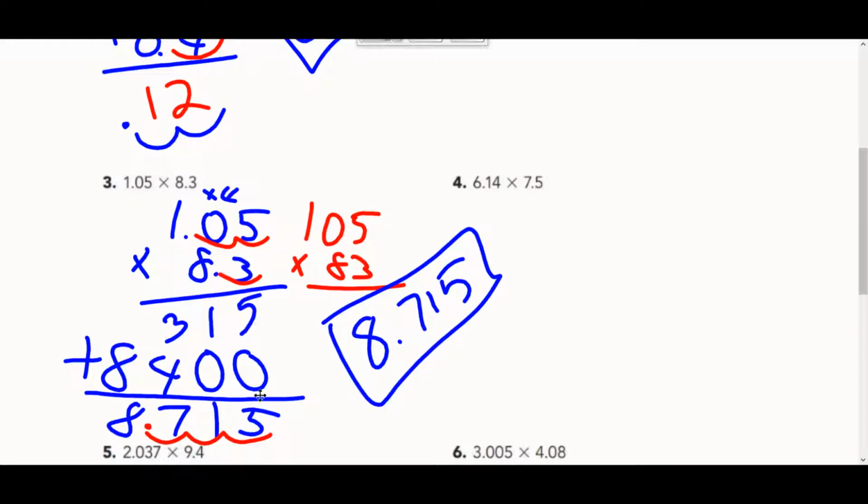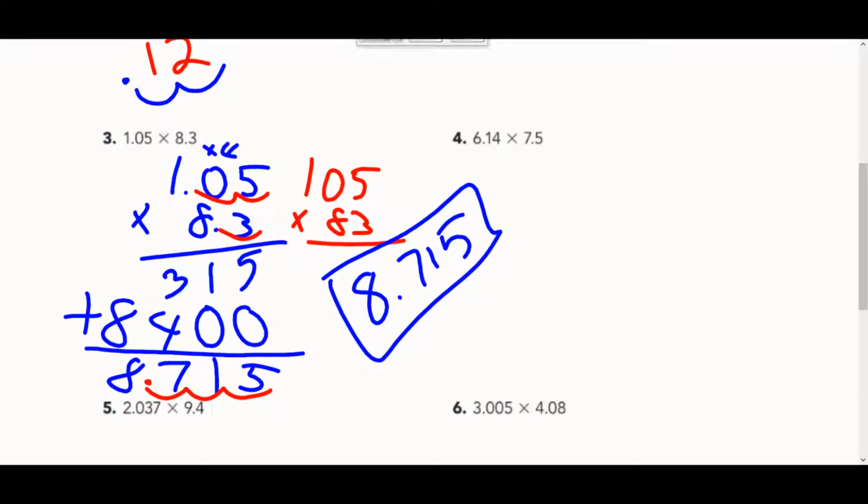And then we add these together. We get 5, we get 1, we get 7, and we get 8. And then we need to go back in and account for the decimal. So we move it over 2 and 3 places. So 1, 2, 3. So it goes between the 8 and the 7.